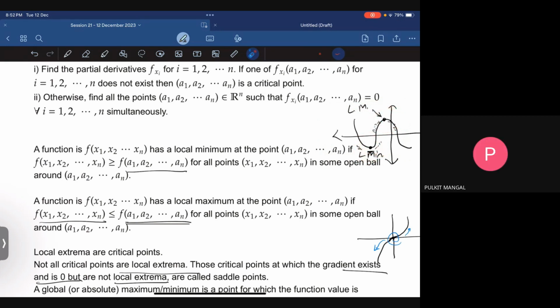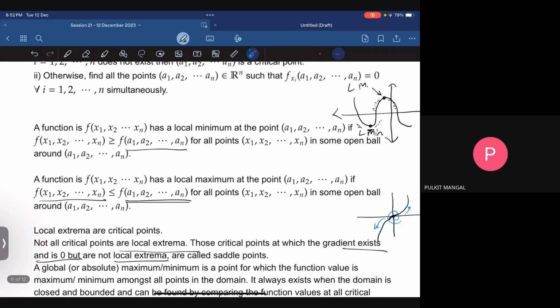We cannot always find the global minimum and maximum. For some functions we can, because it is easy to see. Like for the function x square plus y square, this function is always positive, we know. So the minimum value we can find is 0, that is when x and y both are 0. So it could be a global minimum, but we cannot find the global maximum for the same function, right?